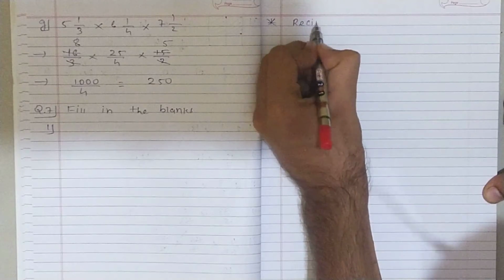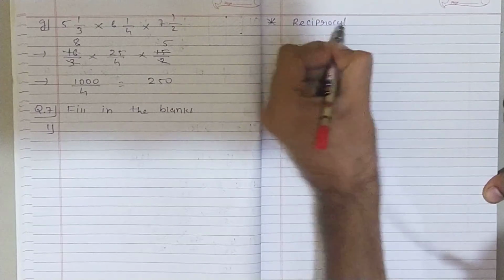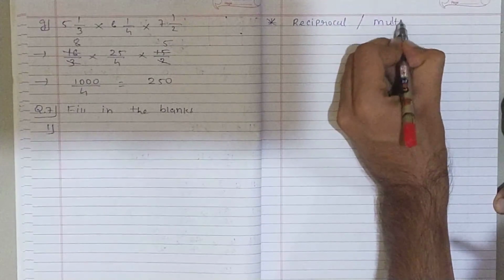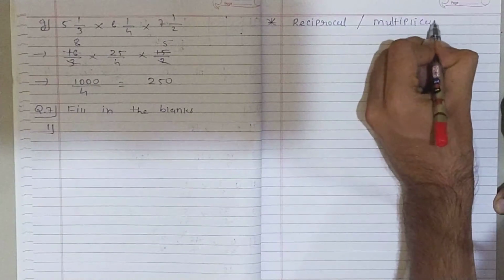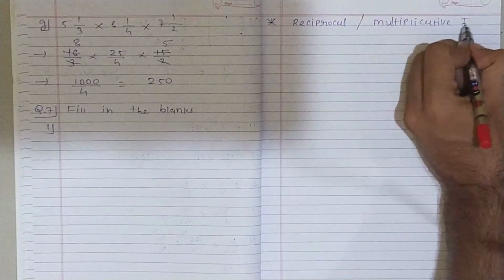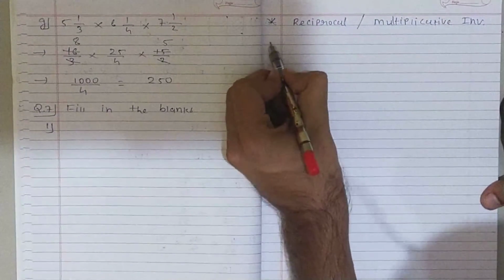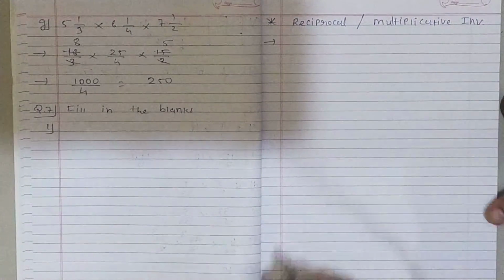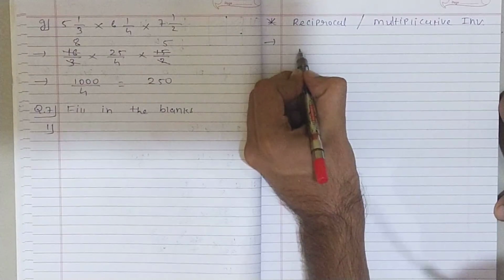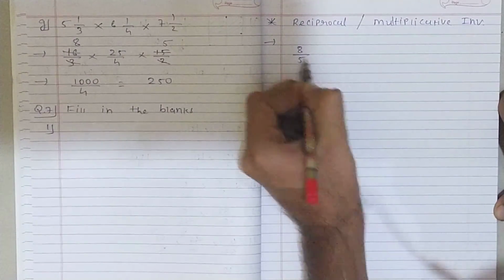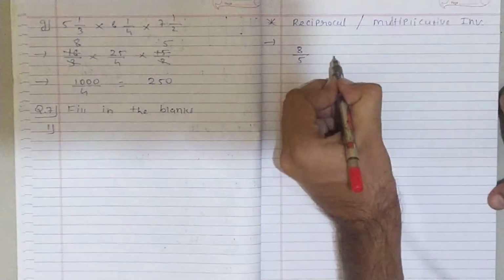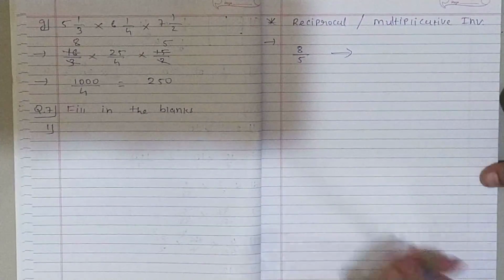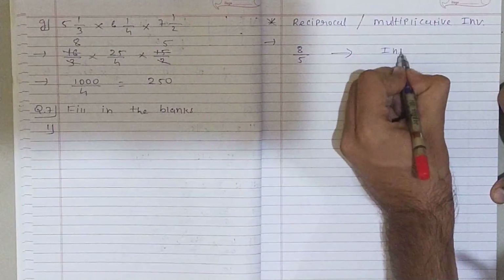What is reciprocal? Reciprocal has another name, that is multiplicative inverse. Okay, either you can say multiplicative inverse or you can say reciprocal. Now if I take one fraction, that is 8 upon 5, and I want the reciprocal of this fraction, it means I have to interchange.